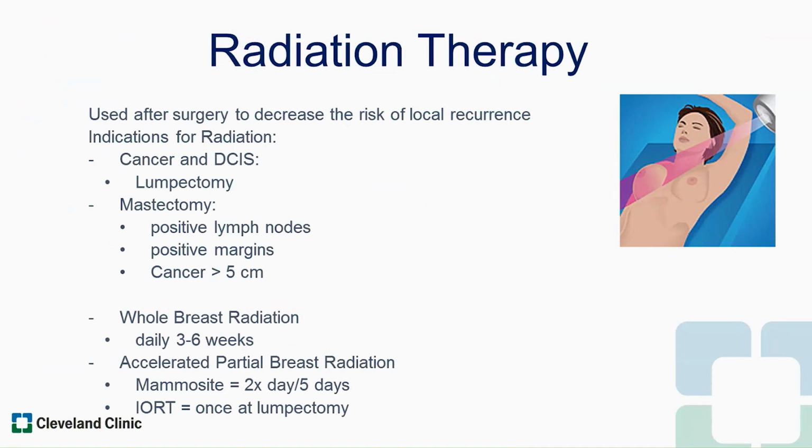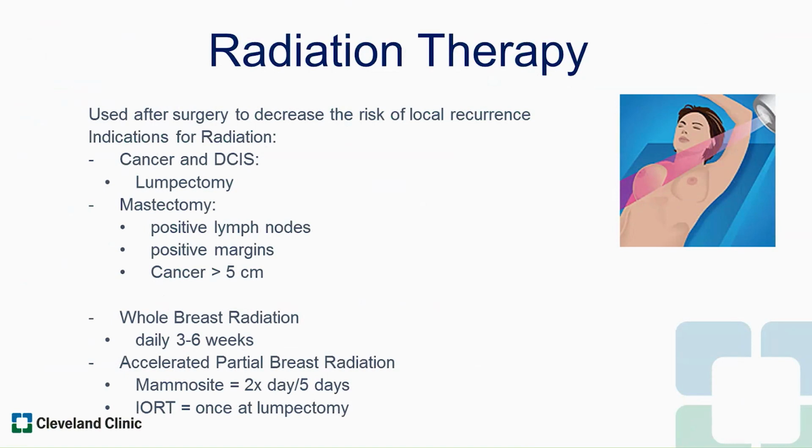For a mastectomy, indications for radiation are if somebody has positive lymph nodes, positive margins on their mastectomy, meaning too close to the muscle or too close to the skin, or a cancer that's more than 5 centimeters in size. Even though they've had a mastectomy, the risk of it recurring is higher, so radiation can be recommended.